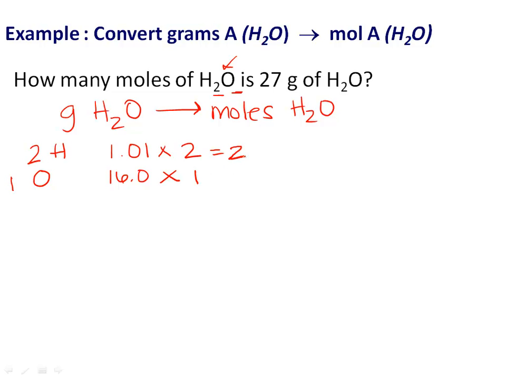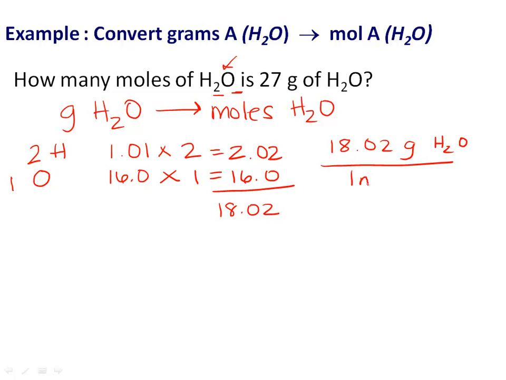So when we do the math, this is 2.02, this is 16.0. We add them together, and it gives us 18.02. So our molar mass is 18.02 grams of H2O over 1 mole of H2O. Remember, molar mass is simply the mass over 1 mole of that substance. So now we can do our conversion. We always start with what we're given. We're given that we have 27 grams of H2O.